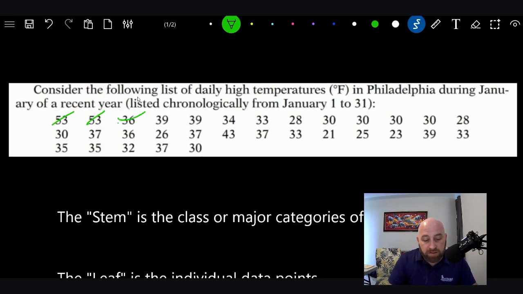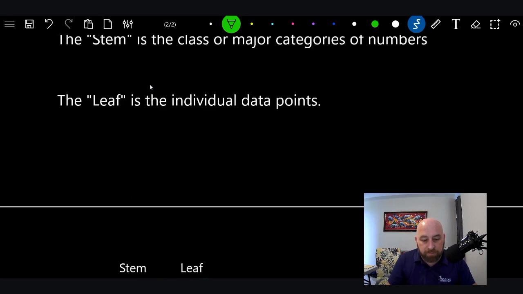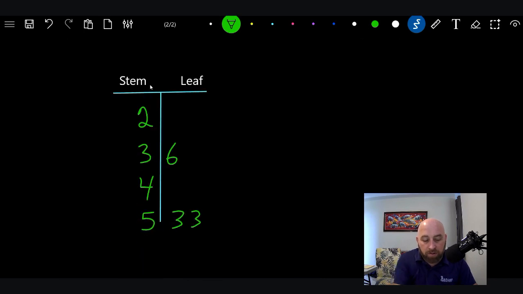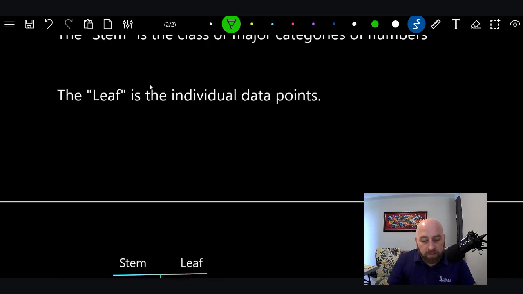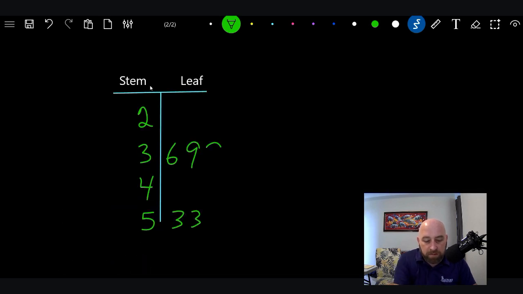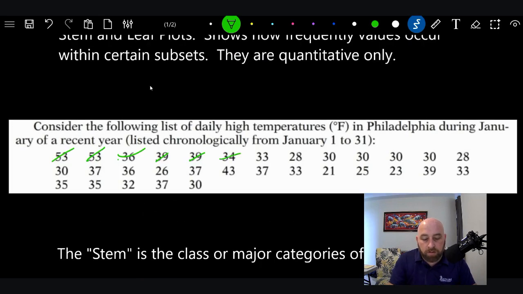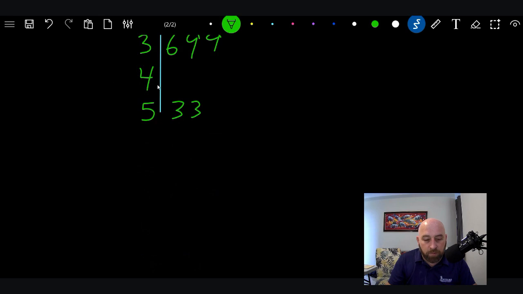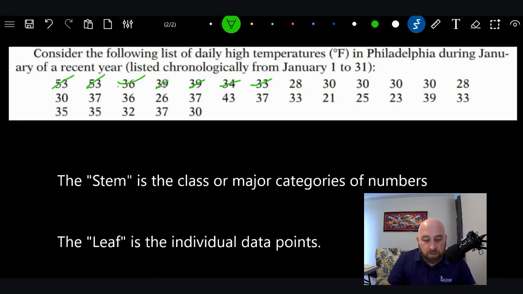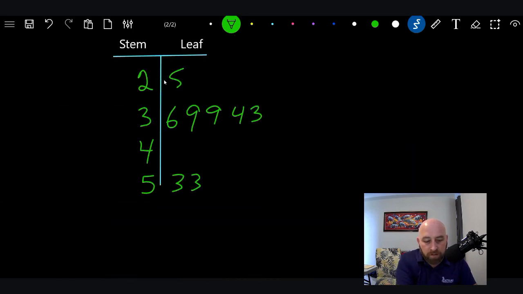So this one's a 36, and so that will go up here with the 3 stem. This next one is a 39, so it will also go with the 3 stem. Go back up here, another 39, so it'll go with the 3 stem. Okay, and I think you get the idea. 34, 33, so I'm going to put a 4 and a 3. And then we have one with the 2 stem. I have a 28, so it'll go up here.